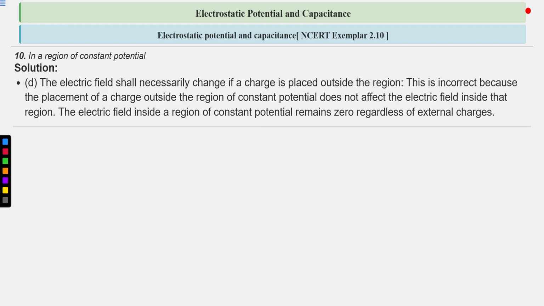Why is option D incorrect? The electric field shall necessarily change if a charge is placed outside the region. This is incorrect, because the placement of a charge outside the region of constant potential does not affect the electric field inside that region. If we place any charge outside the region, it will not affect the potential or electric field inside the conductor. The electric field inside a region of constant potential remains zero regardless of external charges. So if potential is constant in a region, electric field will be zero. It will not be affected by external charges.